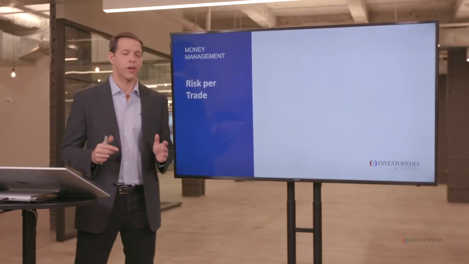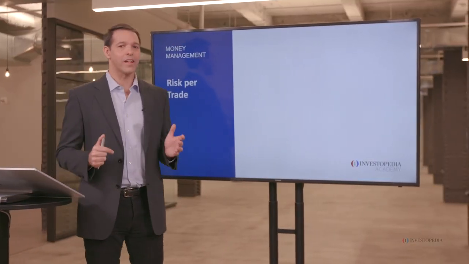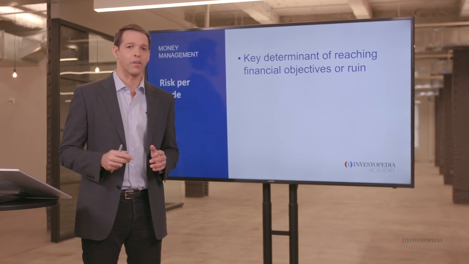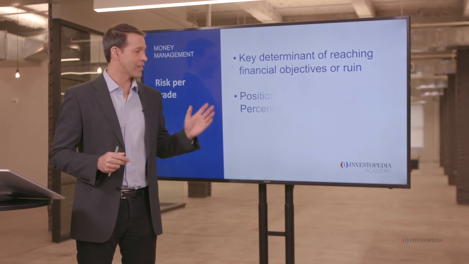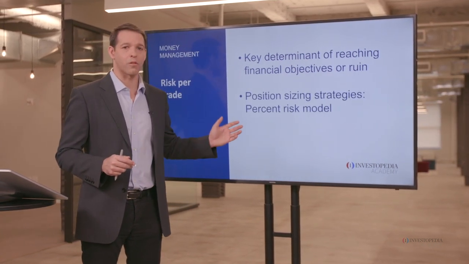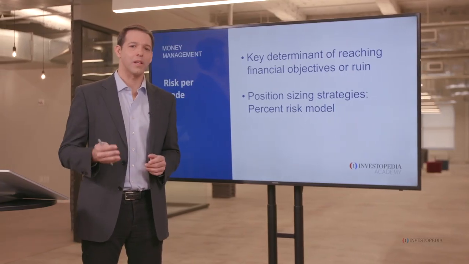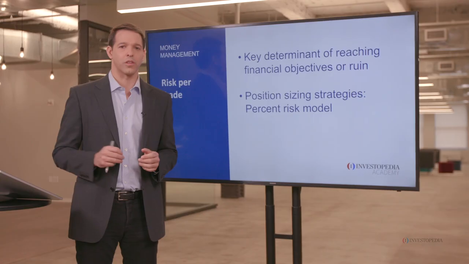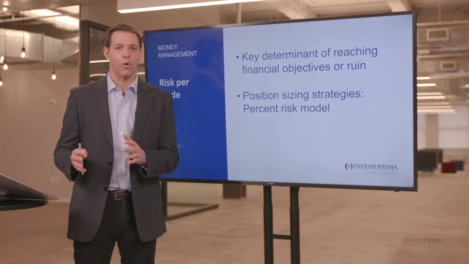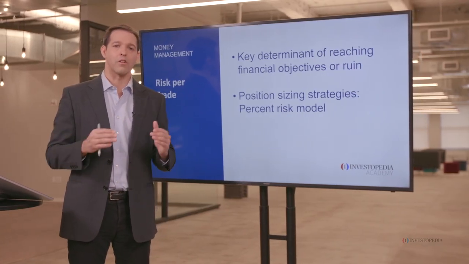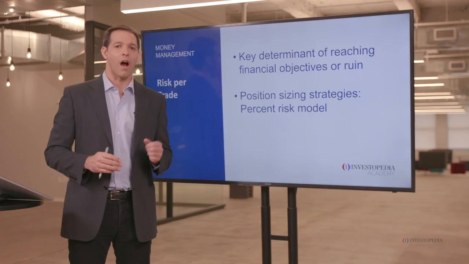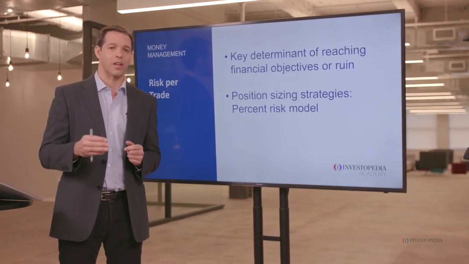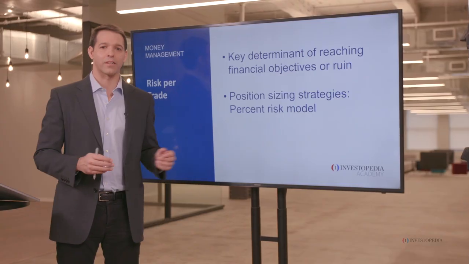Now, risk per trade strategies are a key determinant of whether you'll reach your financial objectives or ruin. And the one position strategy that I like to use is called the percent risk model. And this gives me an indication of how much equity I stand to lose if the trade goes against me. So if you buy Bitcoin at, let's say, $10,000 and you have a $9,000 stop, I'll make sure that I only invest in as much that I'll know how much percent of my equity I'll lose if I get stopped out of the trade.